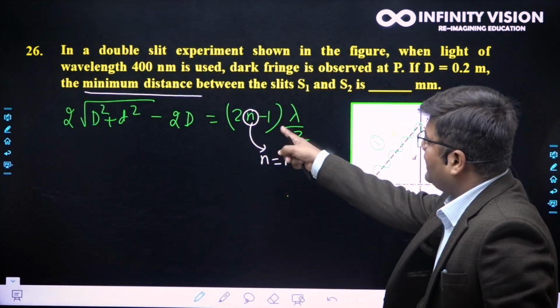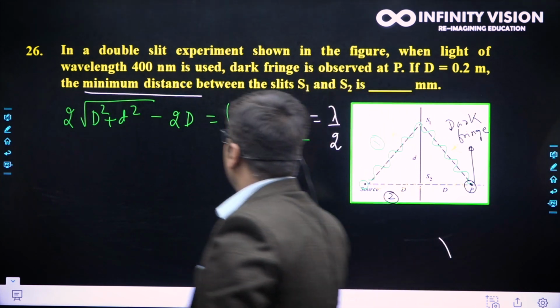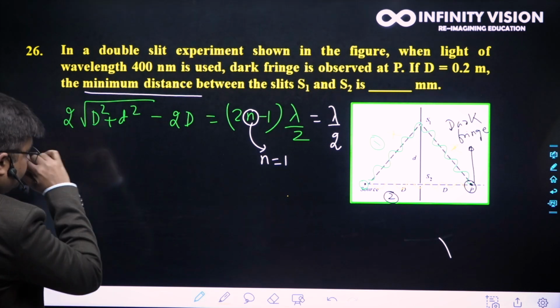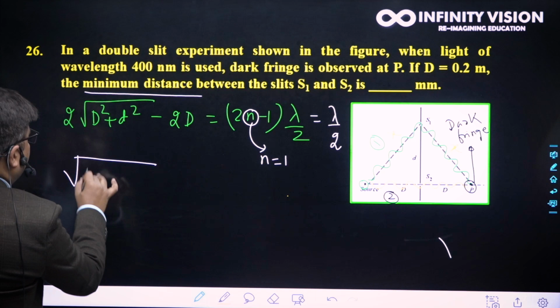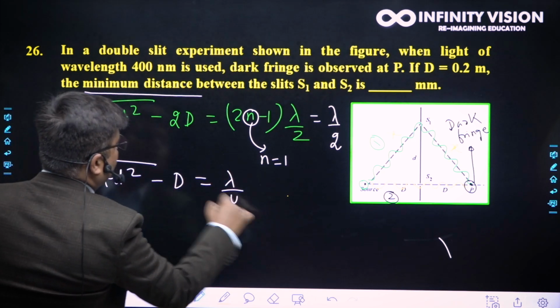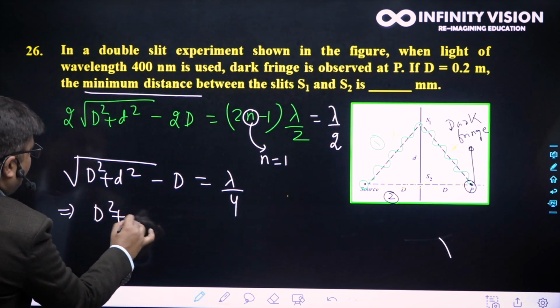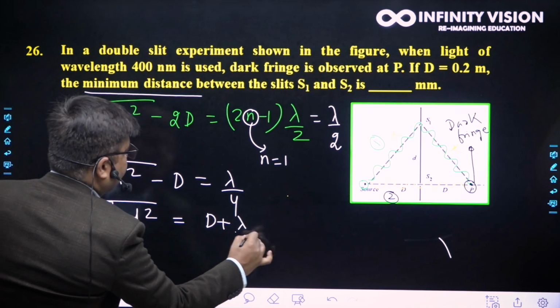So अब यहाँ पर अगर n को 1 रखूंगा तो ये simply lambda by 2 बन के आ जाएगा. ठीक है, 2 into 1 minus 1 into lambda by 2. अब इसको just solve कर लेना है. So तो इसको अगर हम लोग सिंप्लीफाई करें तो d square plus D square minus capital D will be lambda by 4, 2 उधर जाके 4 हो जाएगा, और इस capital D को उधर ले जाते हैं तो ये हो जाएगा D plus lambda by 4.